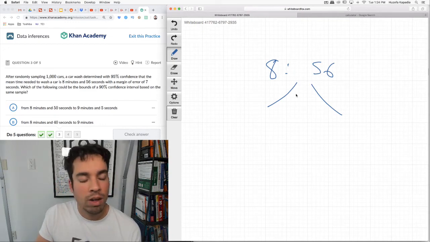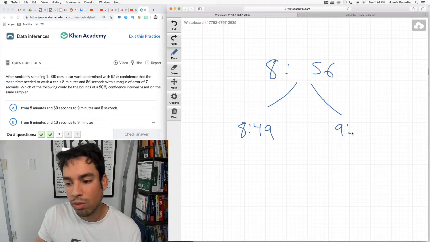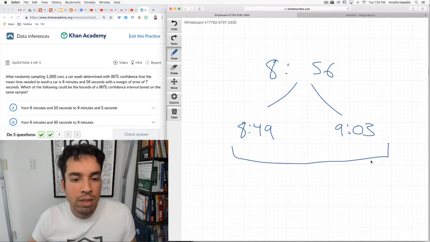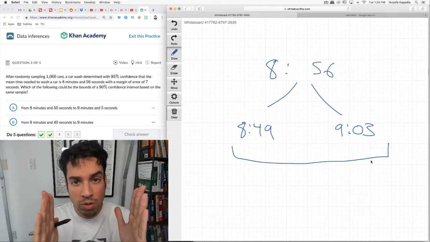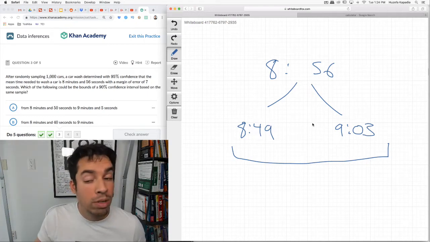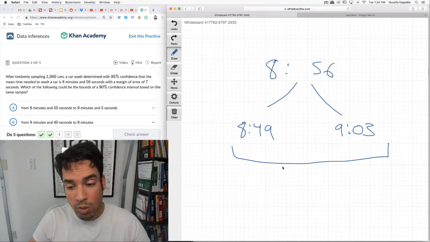So look, I don't think we have to actually calculate this. With 7 seconds, it's 8:49 and 9:03, okay? This is the current range with 95%. If we're 90% confident, that range, it only makes sense, is going to get smaller, right? Because we're going to be less confident. So here we're pretty sure the mean is within this range.